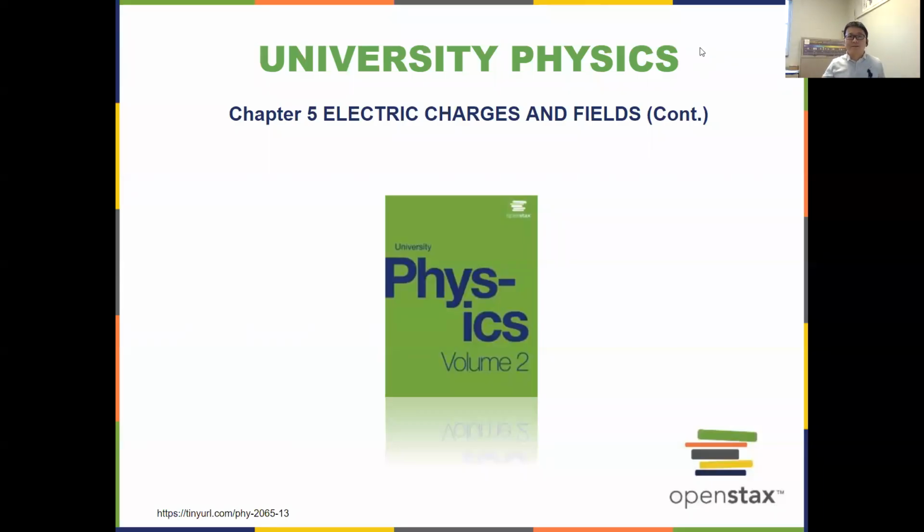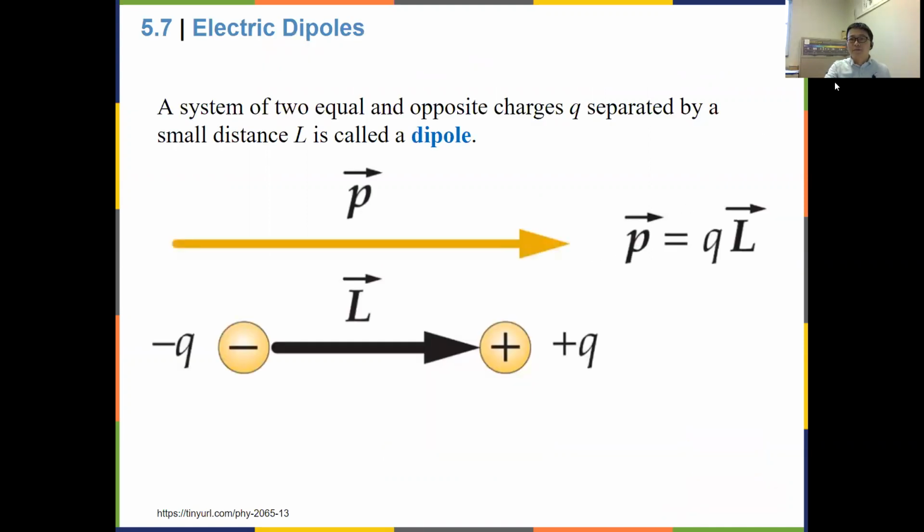All right, welcome back. So today we'll be still talking about electric field, specifically the electric field by charge distributions. Okay, the last time we talked about dipole. So dipole is two charges, equal amount of charge but opposite signs, separated by distance L. So the dipole p is a vector equal to the charge Q times L, a vector pointing from the negative Q to the positive Q.